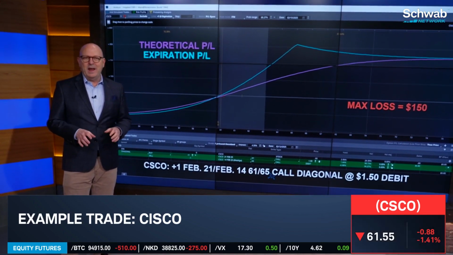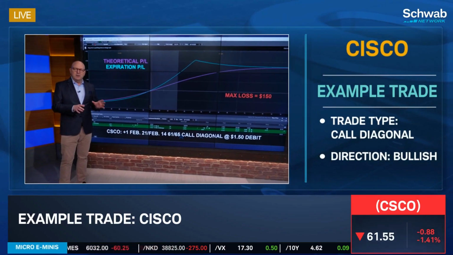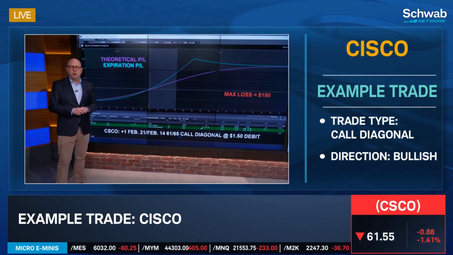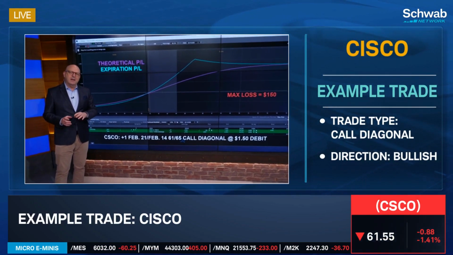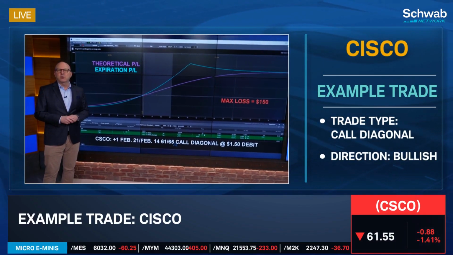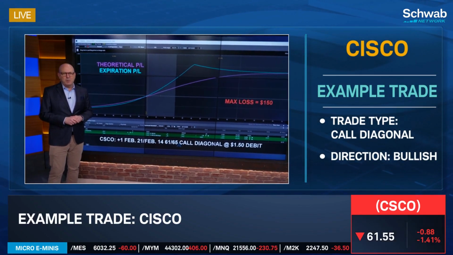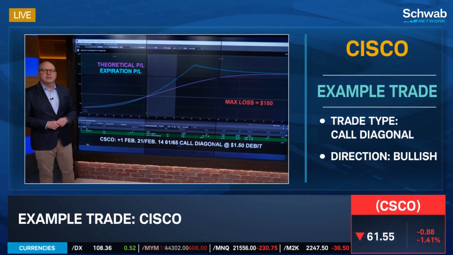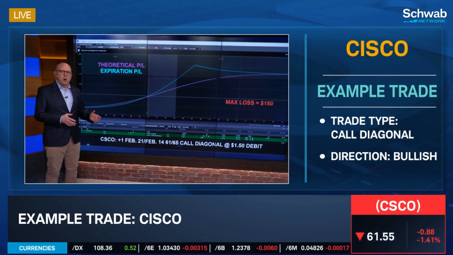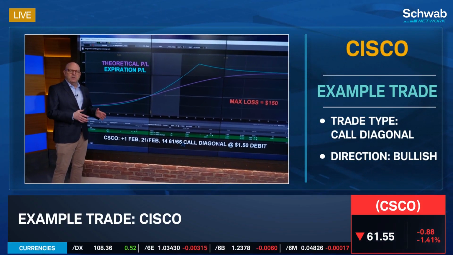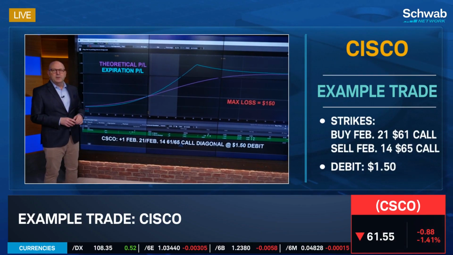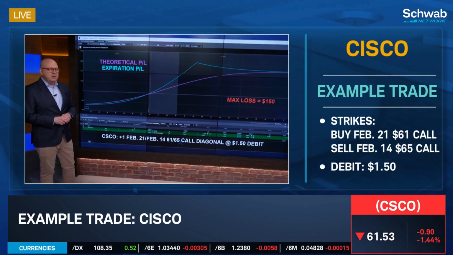Really short-term positioning. Going out to the February 21st monthly cycle that expires in 9 days, we're going to buy basically the at-the-money 61 strike call. And then against that, in the near-term February 14th weekly options that expire in just a couple days, we're going to sell the 65 strike call to take advantage of those higher implied volatility levels. So $4 wide, bullish, call diagonal to the upside.